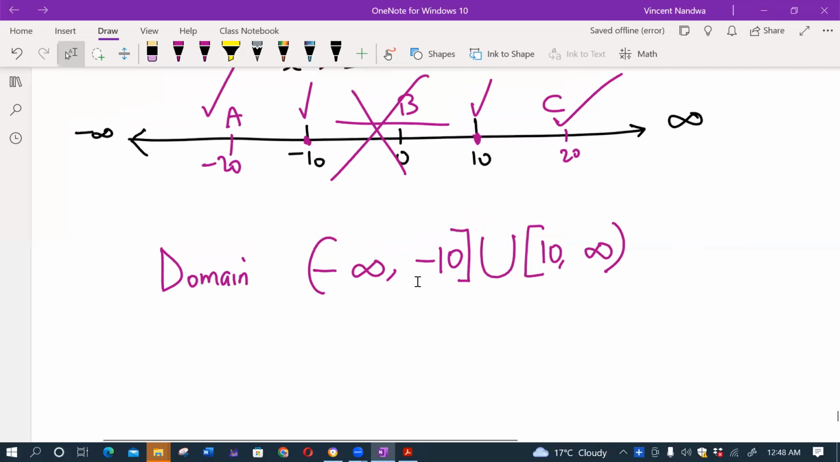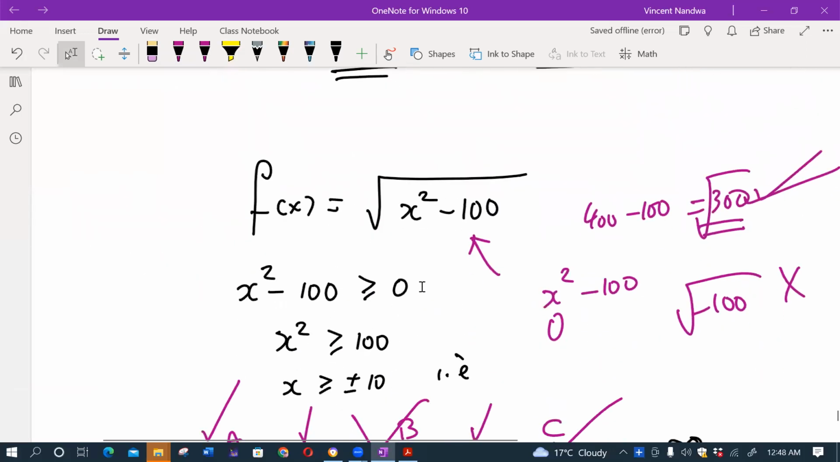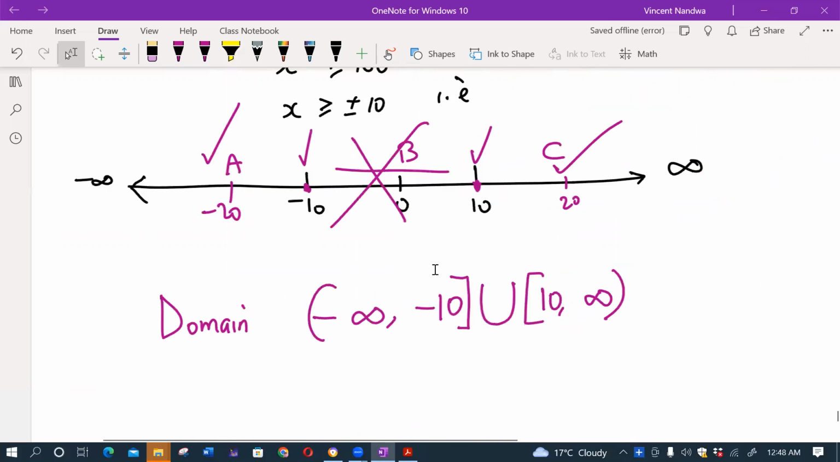And then, this being a square root function, for the range of the function you expect the value of the square root to start from 0 up to infinity. So the range is 0 to infinity.